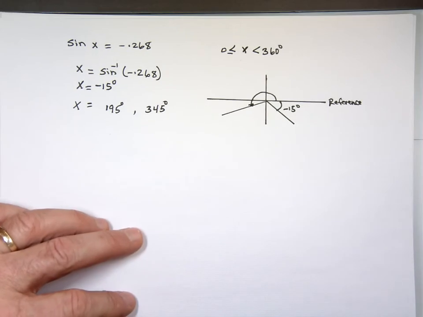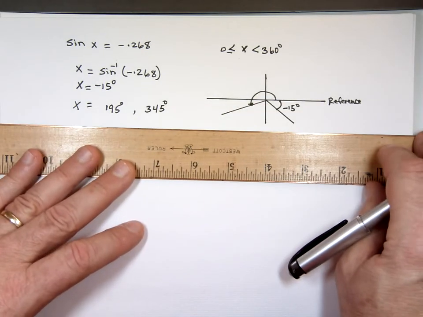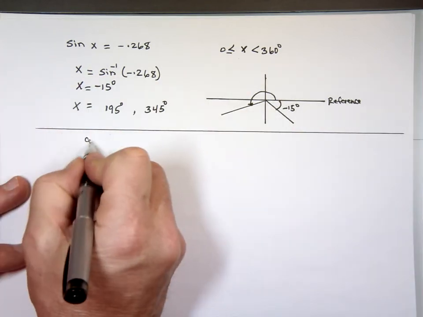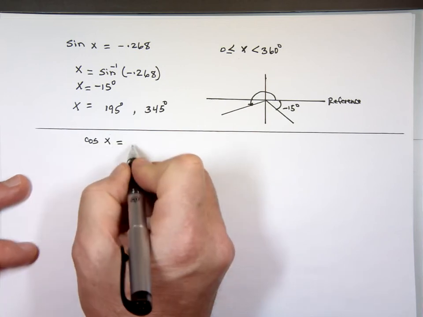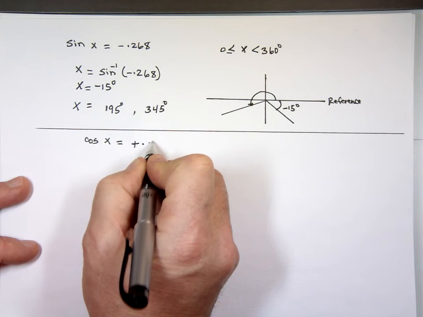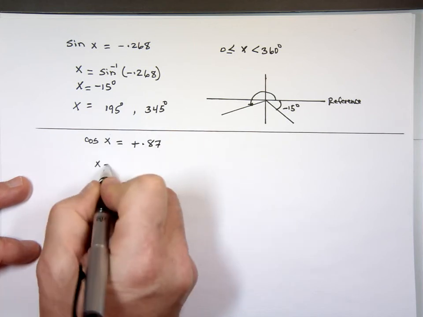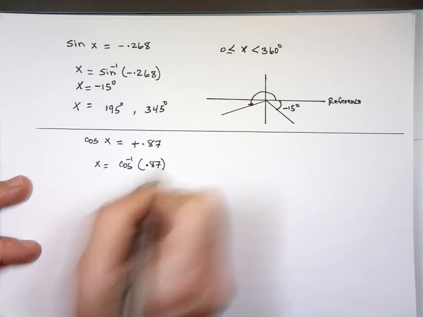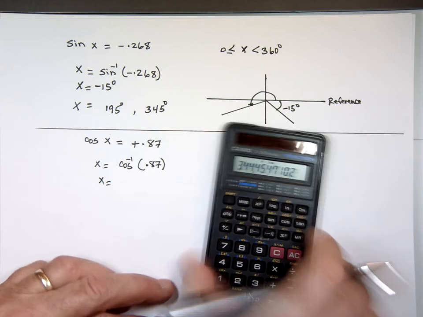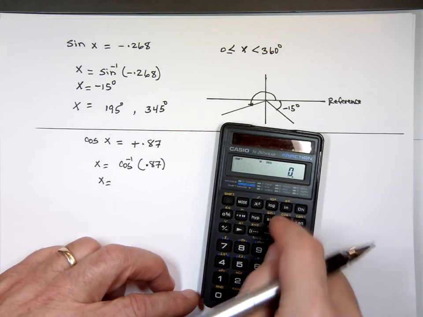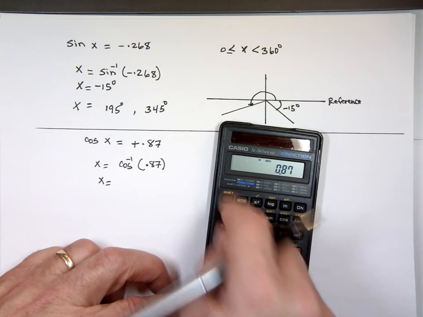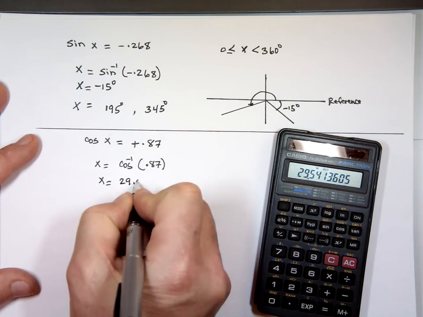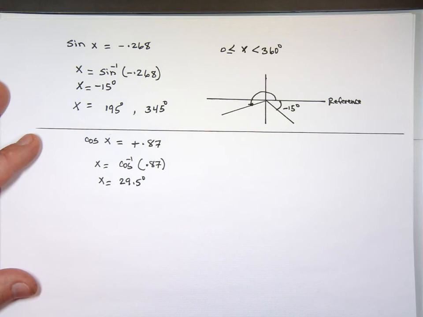Cosine, to give the other angle, now I'll take an example. Cosine of x equals, I don't know, plus 0.87. x will be the inverse cosine of 0.87. Here we go. Inverse cosine of 0.87 is 29.5 degrees. That's the answer from the calculator.